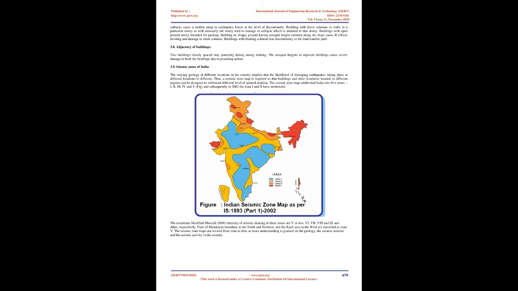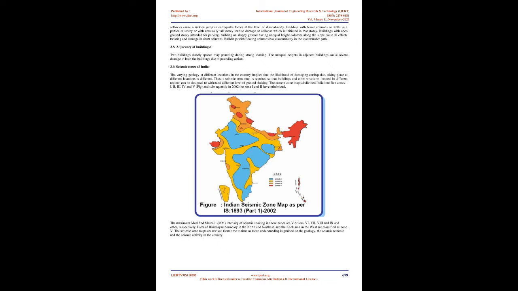The total design lateral force, or design seismic base shear, VB, along any principal direction shall be determined by the following expression. VB equals A times W, where A equals the design horizontal seismic coefficient and W equals the seismic weight of the building.